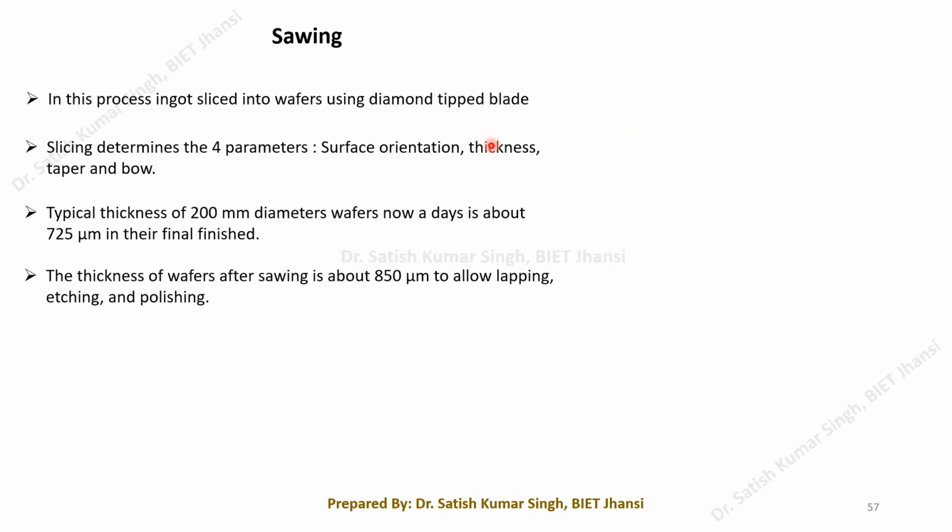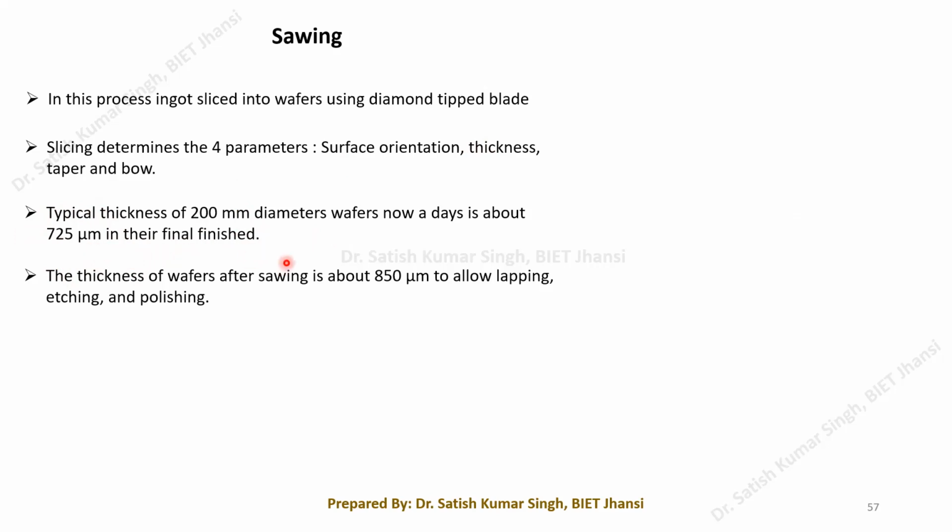Generally, as I explained, for wafers with a typical diameter of 200 mm, the typical thickness that we want is 725 micrometer in the final finished form. You remember that. We need this particular thickness of the wafers, 725 micrometer, in its final form.